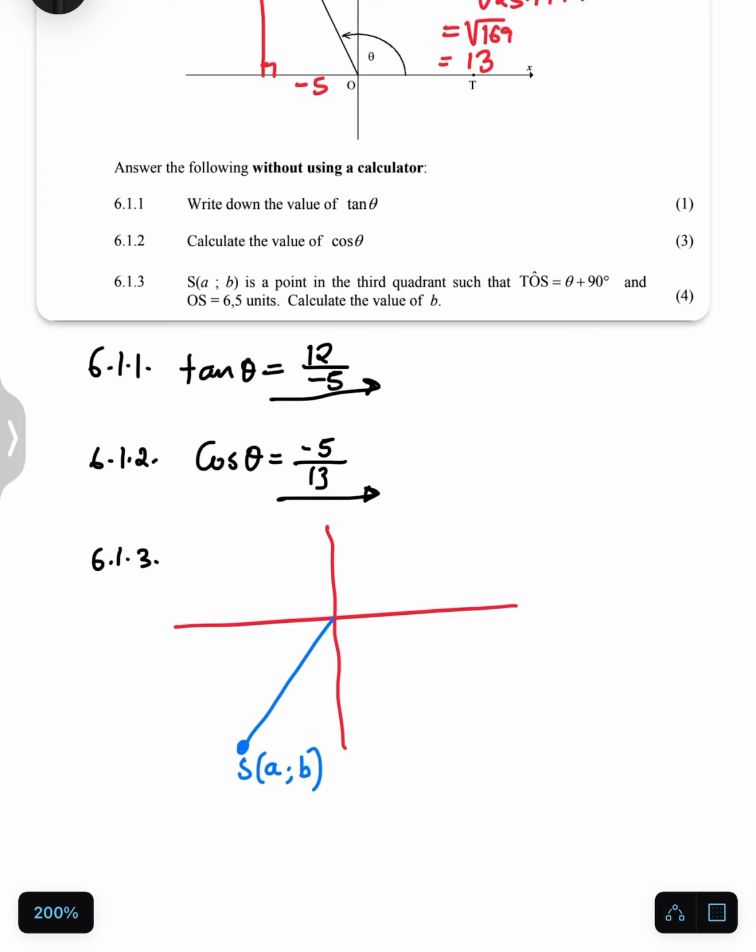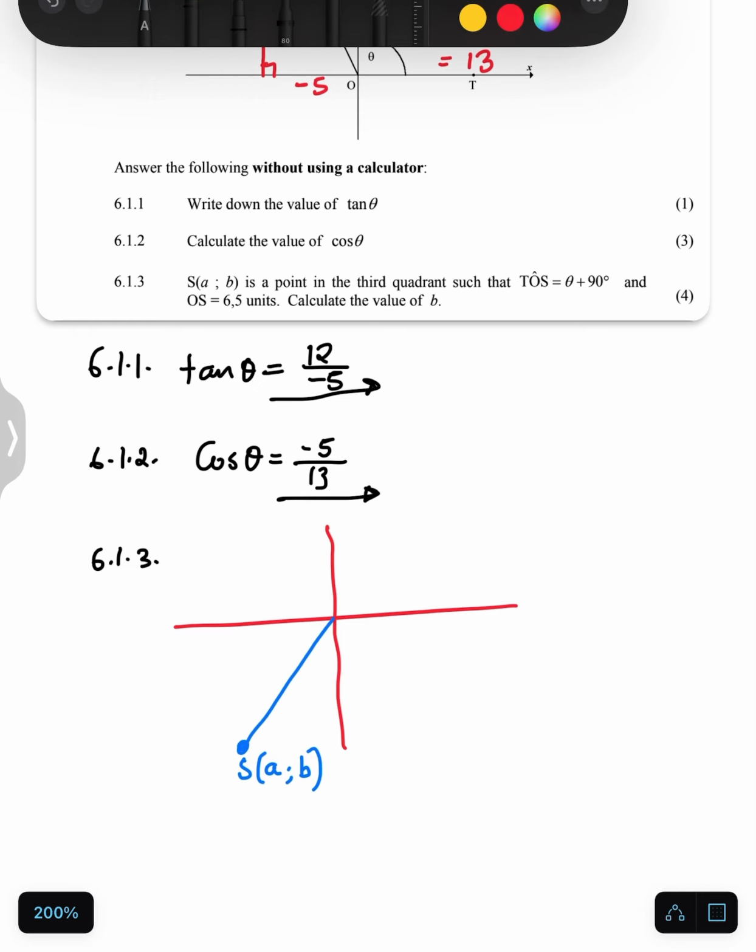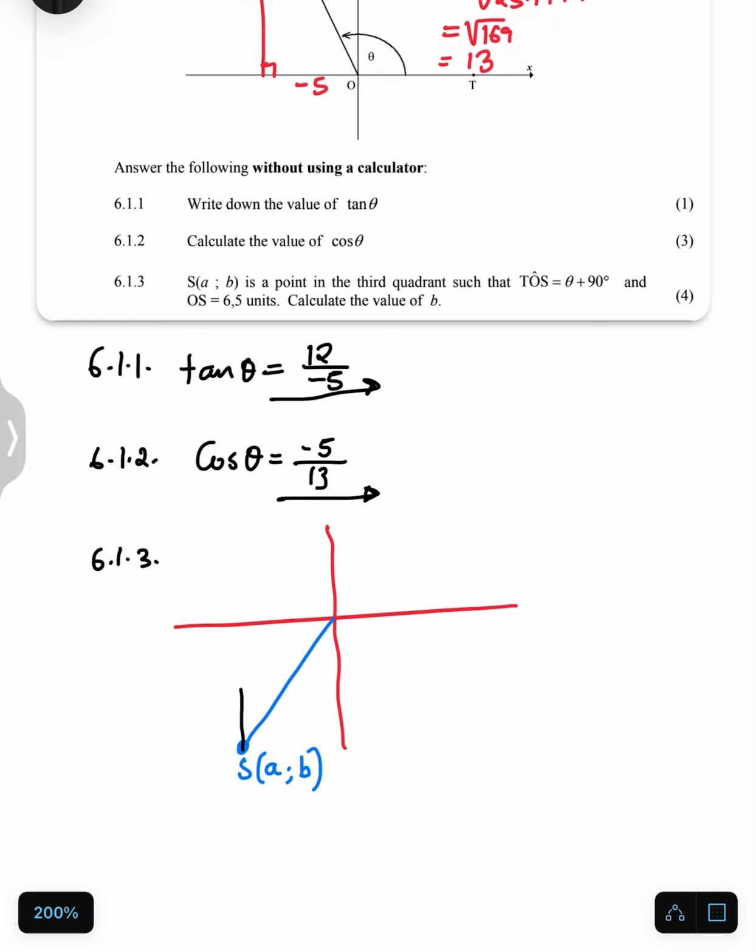So if you complete this, it will be like this. If you use a triangle, your X value is A and your Y value is B, based on the coordinates of S. And then we know from the given information that the origin is O, of course, with the coordinates of 0, 0.